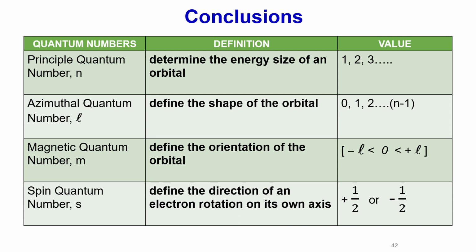So as a conclusion, the principal quantum number n, kita tengok definition di sini. Principal quantum number dia adalah determine the energy and size of an orbital, which is the value is 1, 2 and 3. Azimuthal quantum number L will define the shape of orbital. So the permitted value for L is 0, 1, 2 until n-1. Magnetic quantum number m defines the orientation of orbital, which is the value is -L, okay, 0 until +L. And the spin quantum number cuma ada dua value. It defines the direction of an electron rotating on its own axis, which is positive half or negative half.